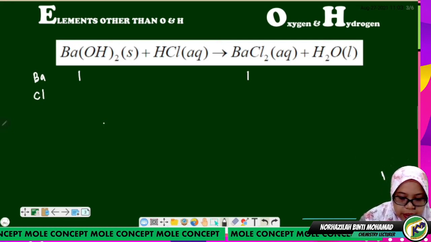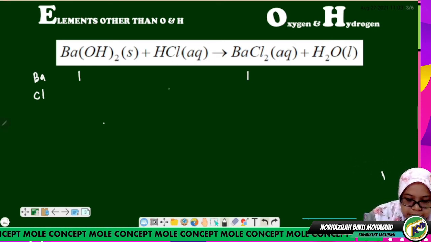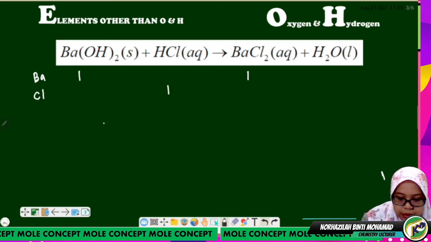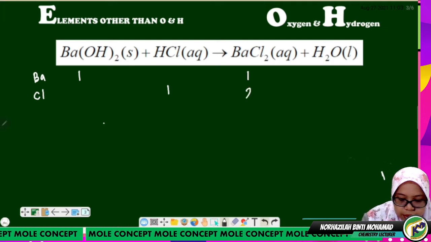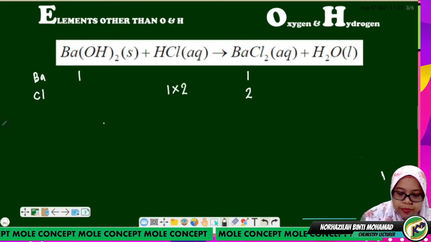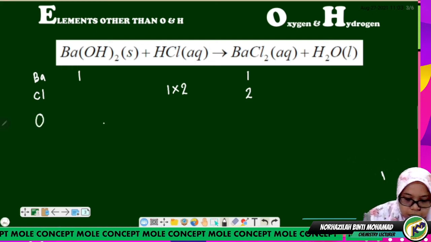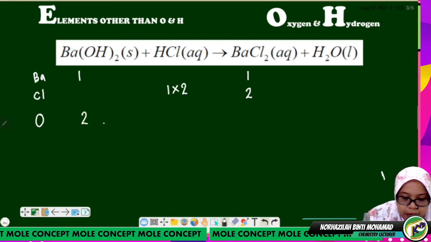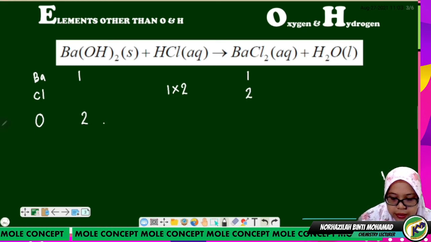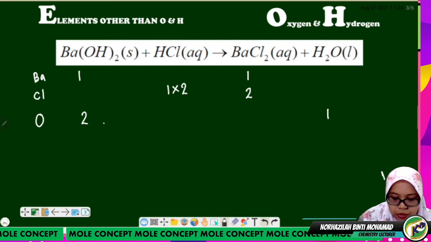But for Cl, on the reactant side, it has one HCl, and on the right side it has two Cl. So what we need to do is multiply the HCl on the reactant side by 2. Okay, and then we balance the oxygens. On the reactant side we have two oxygen, and on the product side we have one oxygen, so we need to multiply the H2O by 2.